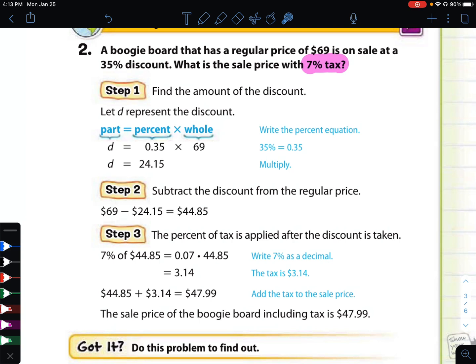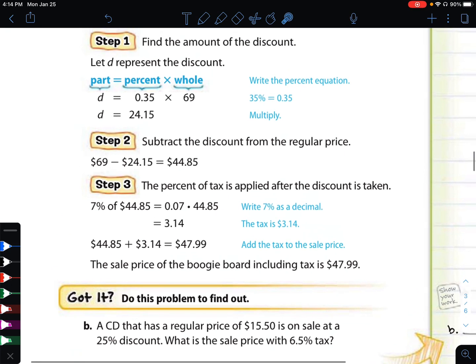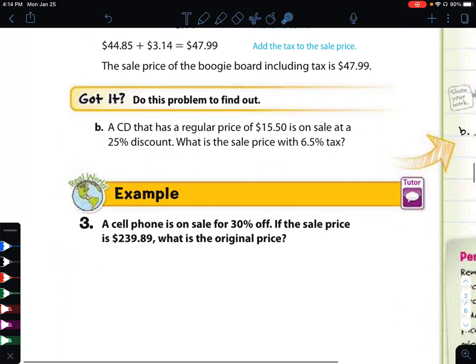The tax is slightly different in California. In California, it's around 9.6, I believe, is the tax. So it's a little bit higher. So do the got it problem and see if you understand example number two.